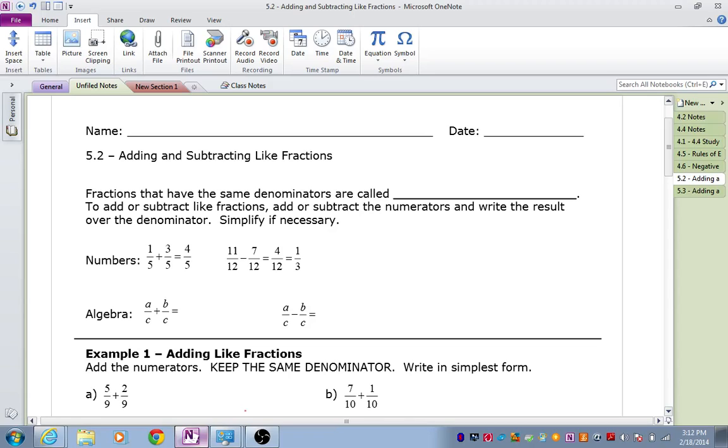This is the video for Lesson 5-2, Adding and Subtracting Like Fractions. Fractions that have the same denominators are called like fractions. And we really like fractions because we don't have to do a whole lot of work here. It says to add or subtract like fractions, we're going to add or subtract the numerators and write the result over the denominator and then simplify.